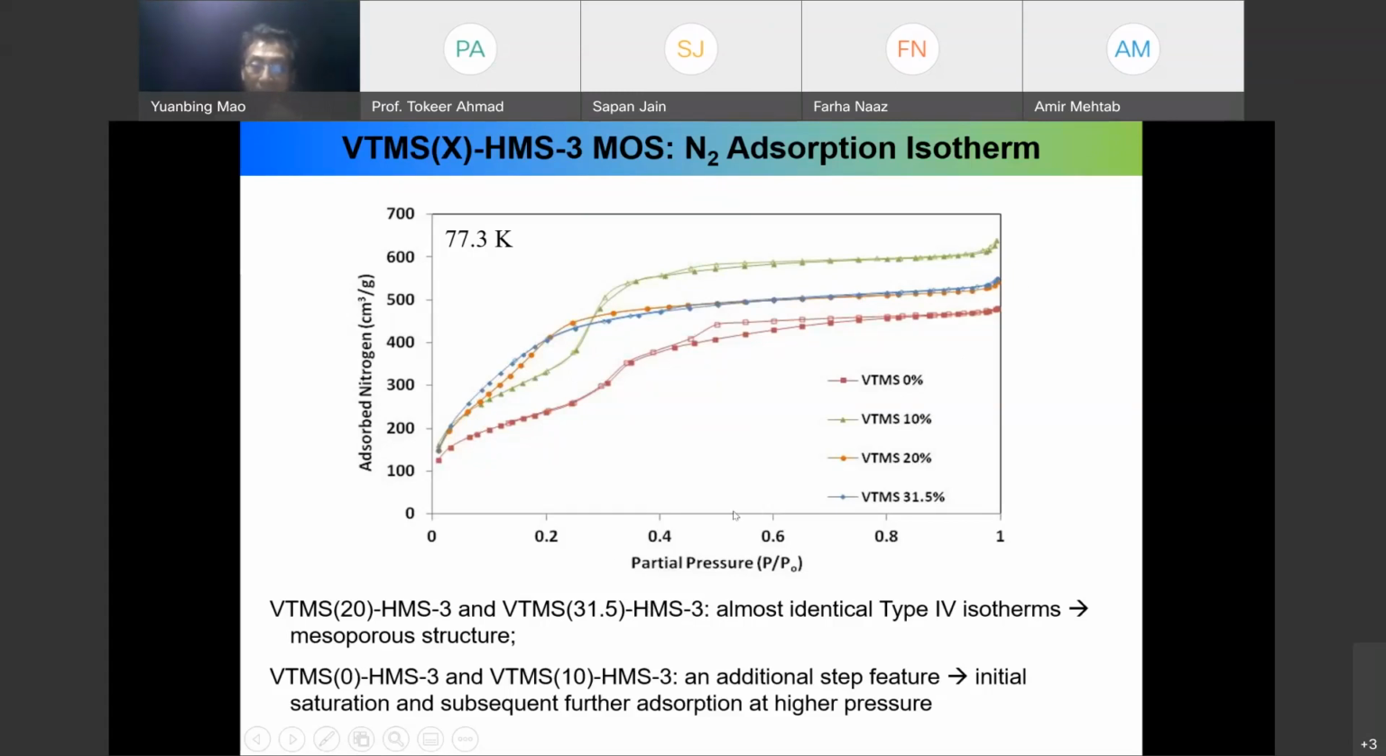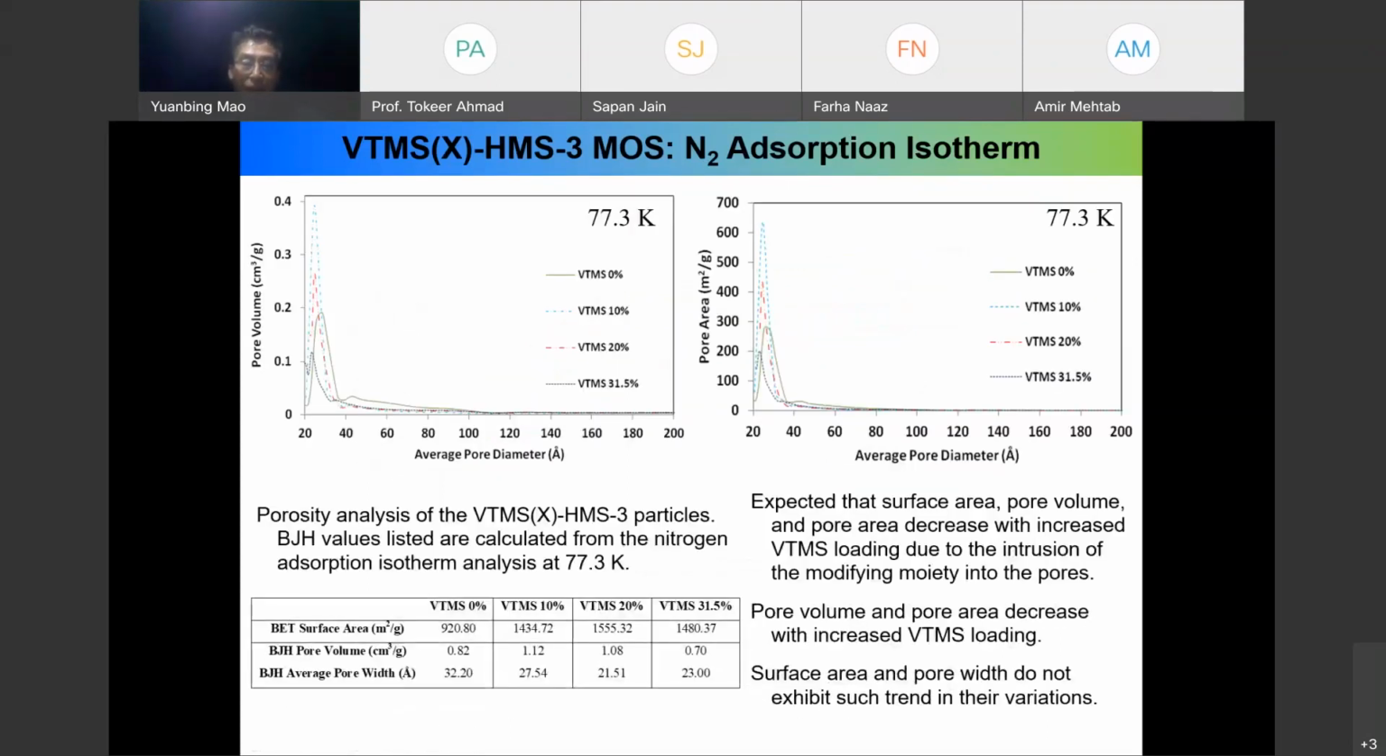That means initially it's saturated, and then subsequently, with the further increase of the pressure, they can adsorb more nitrogen. Here we use nitrogen, and this is the nitrogen adsorption isotherm. And also remember, this is at liquid nitrogen temperature. So based on this, we can calculate the pore size and the surface area, and you will see here.